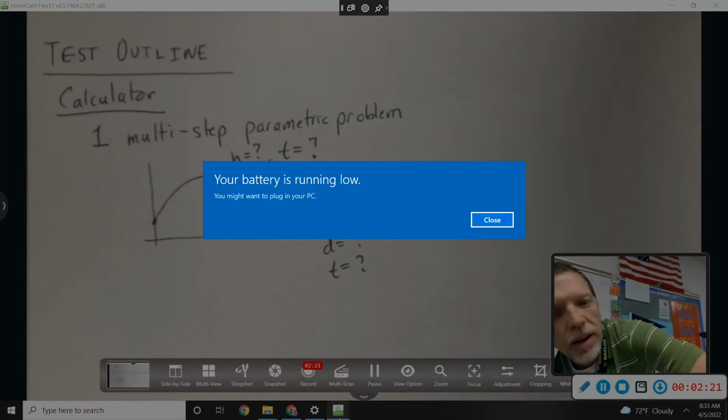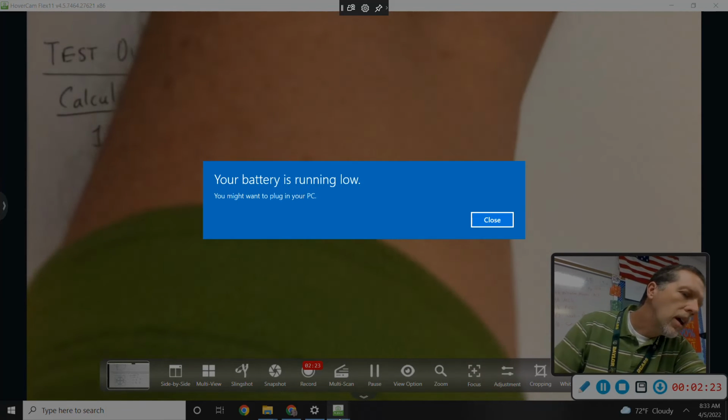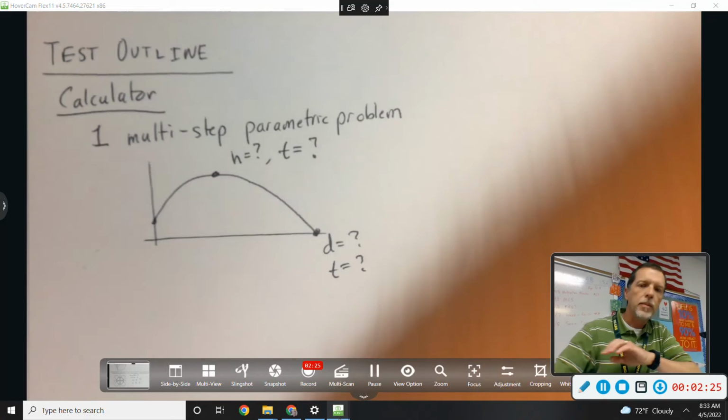Maybe I should plug in my computer. There we go.